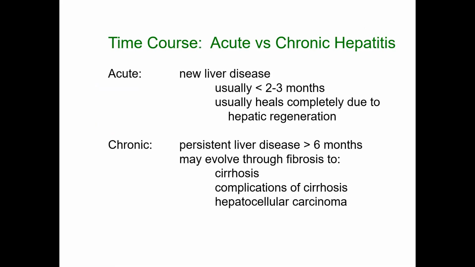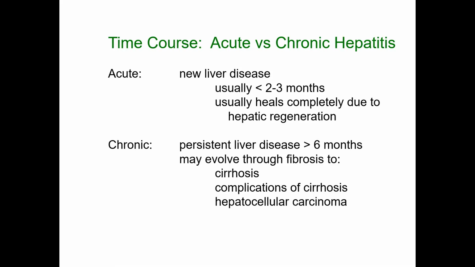Now, as we have mentioned earlier, acute versus chronic hepatitis is characterized by differences in the time course of the disease. Acute liver disease is usually associated with less than 2 to 3 months of disease process, and this usually heals completely due to hepatic regeneration. So acute hepatitis, acute injury to the liver, usually with less than 3 months, can be healed completely due to the regeneration of your hepatic cells.